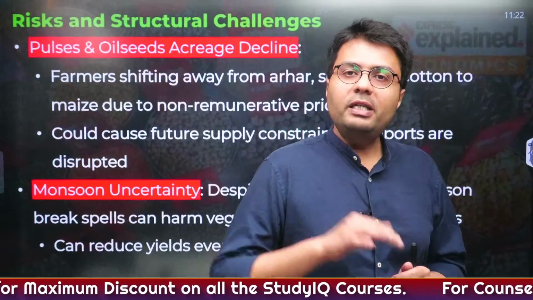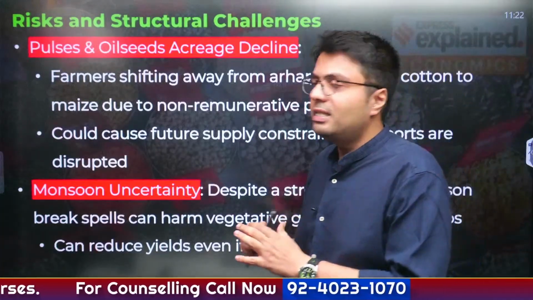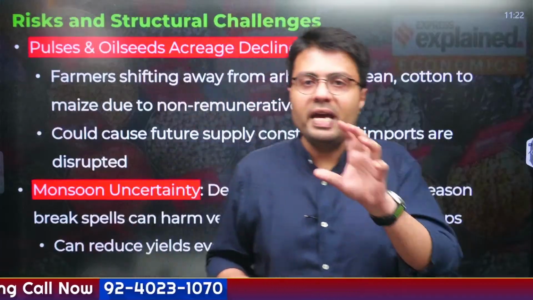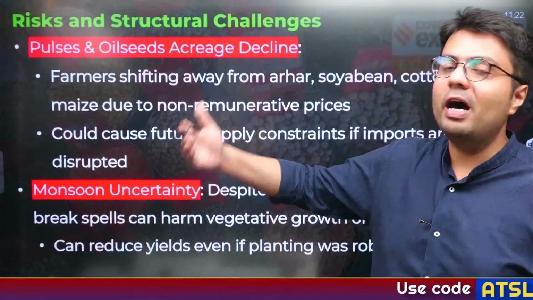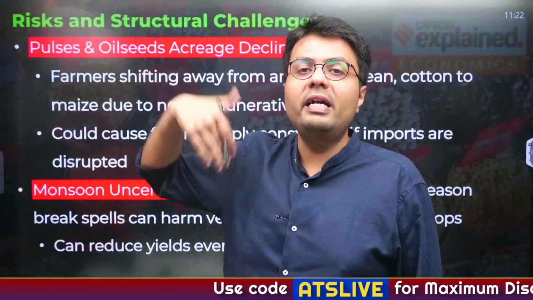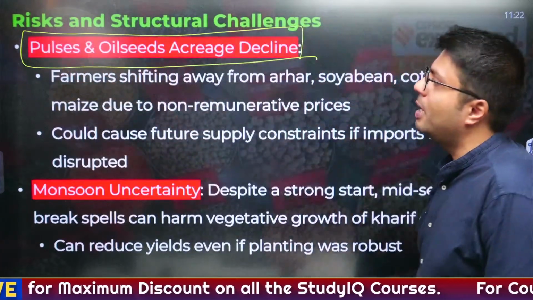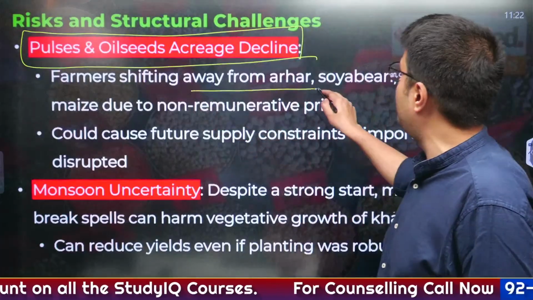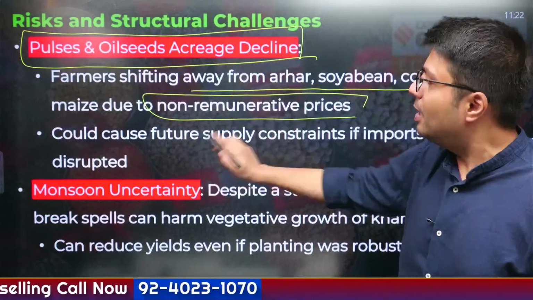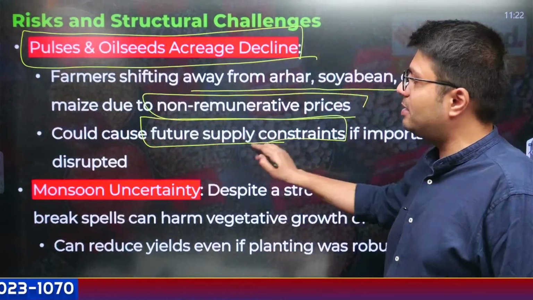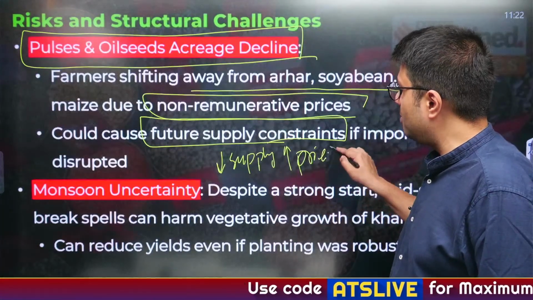Now, there will be certain challenges that the Indian economy might face due to food inflation. What will be the challenges? First is that due to many governmental policies like MSP, preference to rice and wheat is automatically given in the Indian economy. So why would farmers grow oil seeds and pulses if they are getting good MSPs for their rice and wheat? So this has contributed to a decline in sowing of pulses and oil seeds, because farmers are shifting away from arhar, soybean and cotton due to non-remunerative prices, and this in future might create supply constraints, and when the supply of these commodities is disrupted, it will lead to an increase in prices in future.